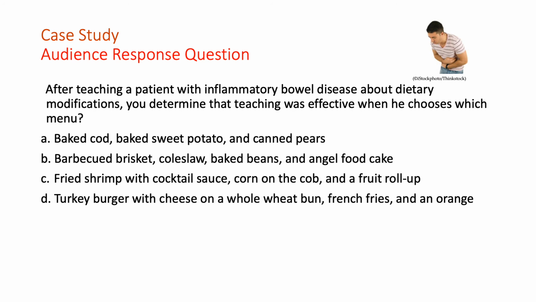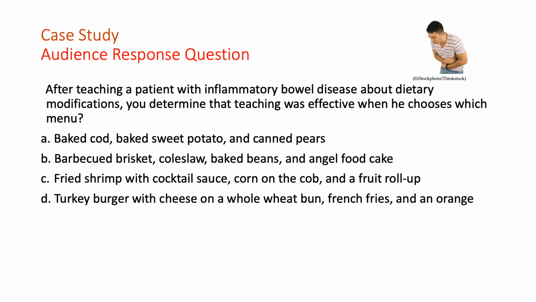Okay, fried shrimp with cocktail sauce. Fried shrimp, there you go. There's the fat again. Corn on the cob. Actually, corn is one of those things that can be a little hard to digest for some folks. The fruit roll-up seems kind of benign, but we're nixing that one because of the fried shrimp and the corn on the cob.